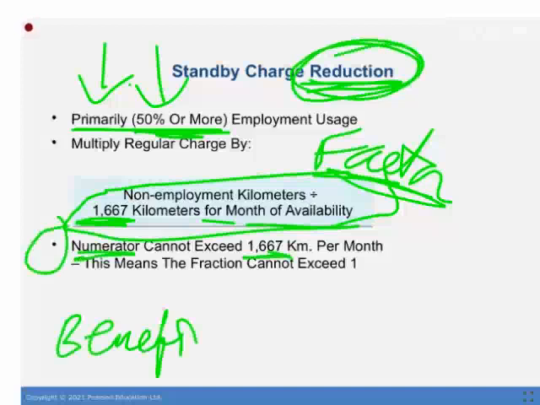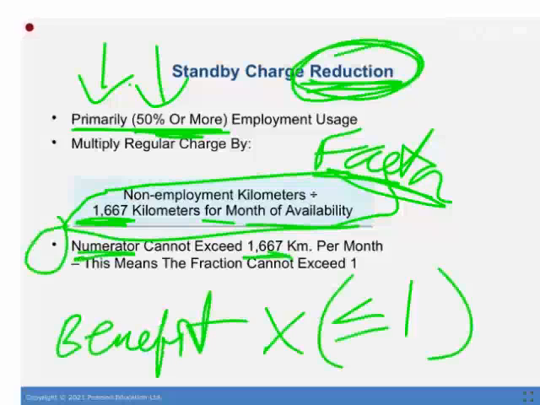We're taking our benefit as calculated on the previous page, and we're multiplying it by something. That number has to be less than or equal to 1. If it's 1, it's not going to change it, right? So we want to be less than or equal to 1. If it was more than 1, we'd actually be increasing the standby charge. So we do not want to increase the standby charge in the case where the usage is primarily for employment.